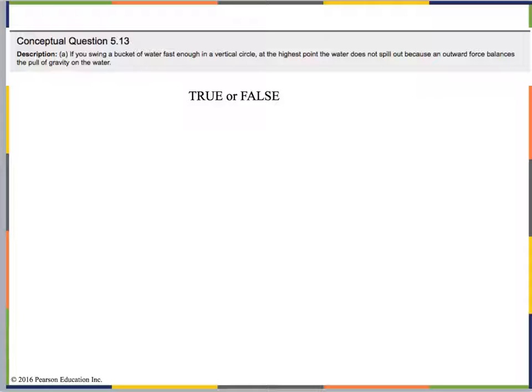Okay. So this is a question I would have liked to do a demo of, but the question is, if you swing a bucket of water fast enough in a vertical circle, at the highest point the water does not spill out. And they're asking you if this is because an outward force balances the pull of gravity on the water. So in a sense, when they're talking about an outward force, they really are trying to trick you into talking about a centrifugal force, which is actually not real. It's a fictitious force.